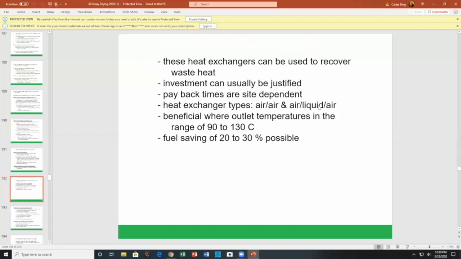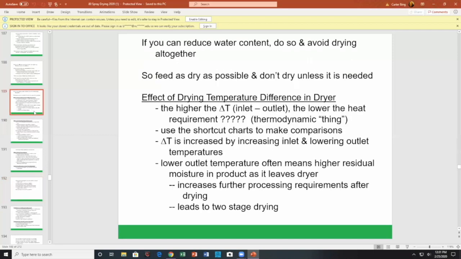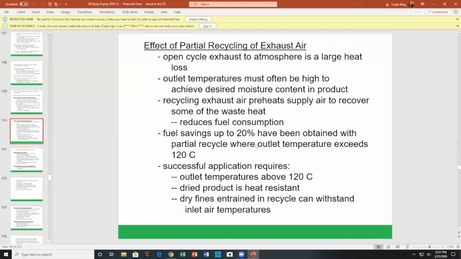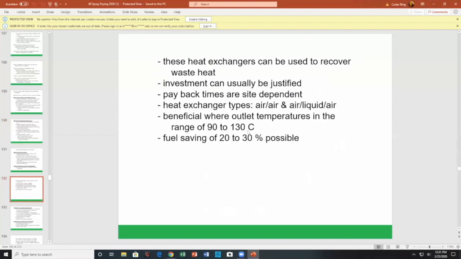Air to air and air to liquid. Beneficial when outlet temperatures are in the range of 90 to 130. Before, we were saying it had to be 120 or above, right? Is that what we were saying up here? Where was it? 120. Now we're saying it's beneficial. Fuel savings of 20 to 30% are possible. So it tends probably to be site-specific.